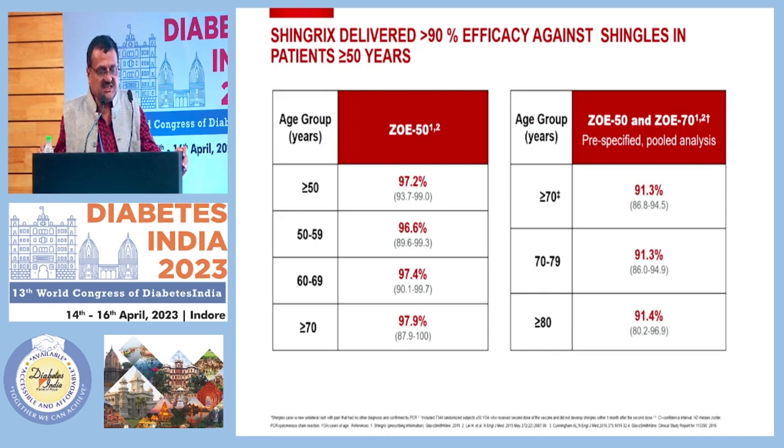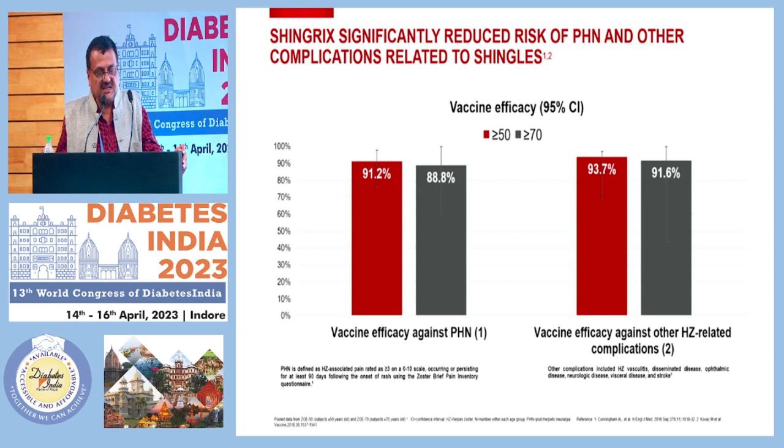Now, Shingrix delivered more than 90% efficacy against shingles in patients of 50 years or more. The age groups were classified as more than 50, 50 to 59, 60 to 69, and more than 70 years of age. Zoster-50 has been given, and it was seen that the efficacy is 97.2 to 97.9%, so the efficacy is excellent. In the age groups 70 to 79 and 80 or more, if the pre-specified pooled analysis was done, then 91.4% was the result.